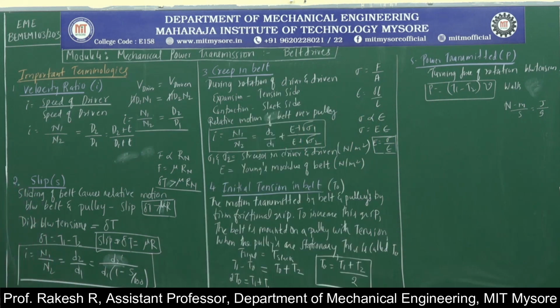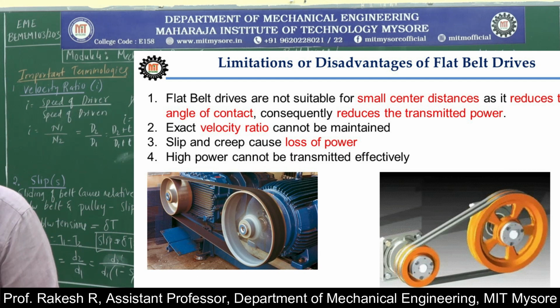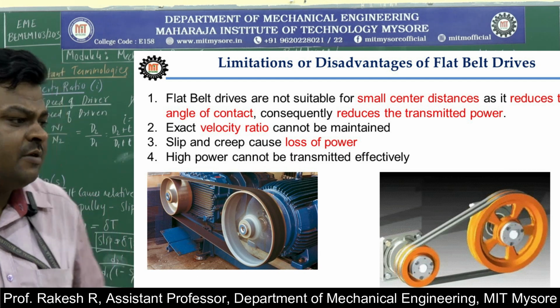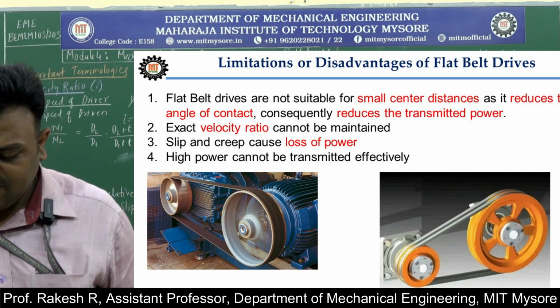There are some disadvantages of belt drives. The disadvantages of flat belt drives are that they are not suitable for smaller distances. It reduces the angle of contact. Reducing the angle of contact is one of the major problems here. That's why this is one of the disadvantages.